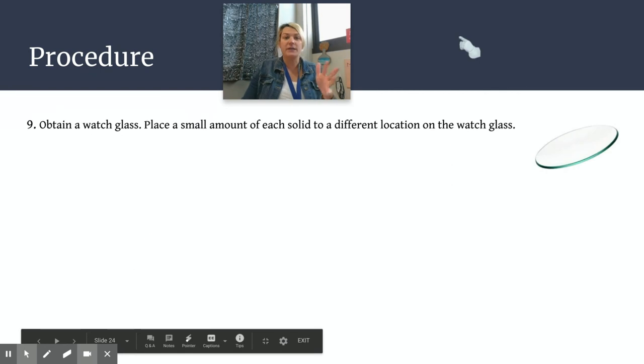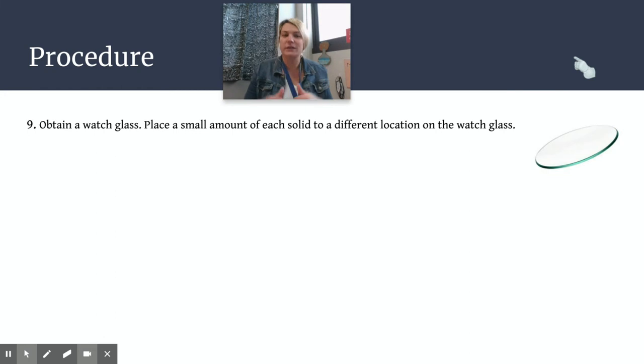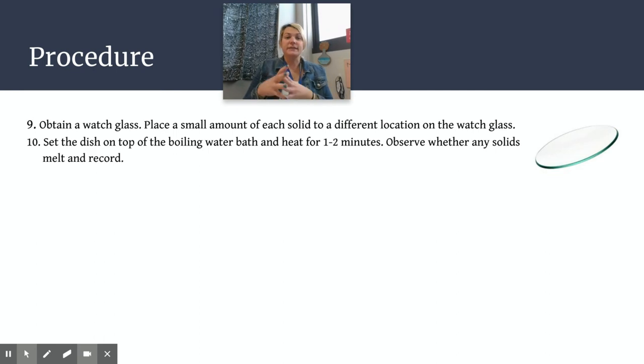Next part is we're going to obtain a watch glass. So this is a watch glass. It looks kind of like a big contact lens. We're going to place a small amount of each solid in a different location on the watch glass. Then I'm going to set the dish on top of the boiling water that we started earlier in the lab and let it heat for 1 to 2 minutes. We are going to observe whether any substances melt, and then we're going to record.